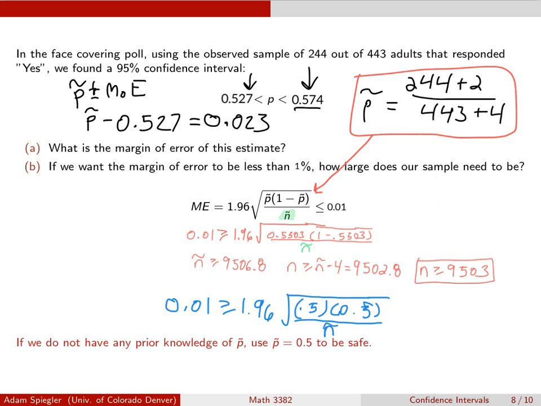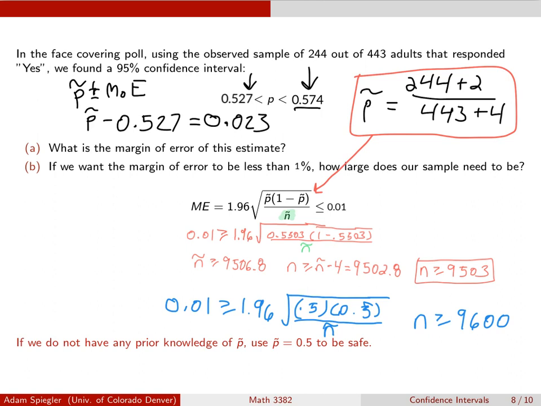And so if we didn't have any prior knowledge of what to expect for our sample proportion, and I were to solve this equation instead, this would give me, you can check this, that n would in this case have to be greater than or equal to 9,600. So you can see that would be the worst case scenario.